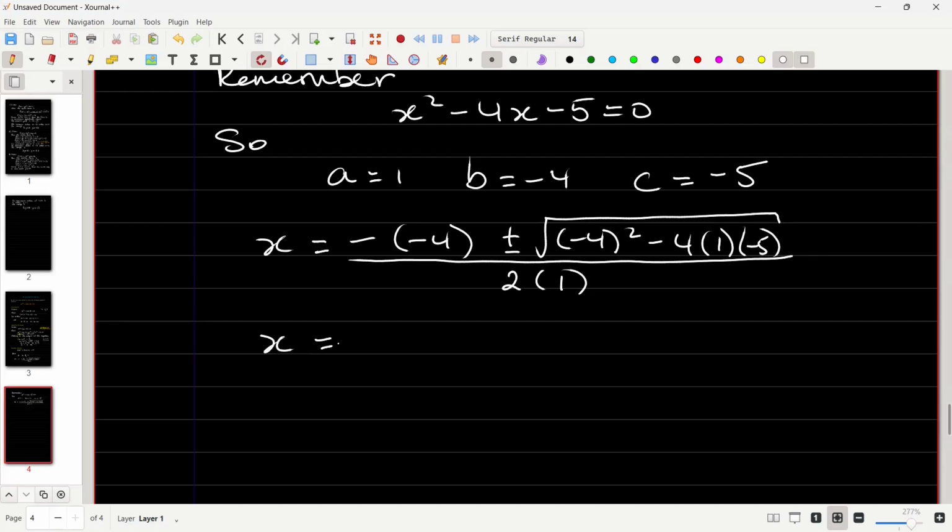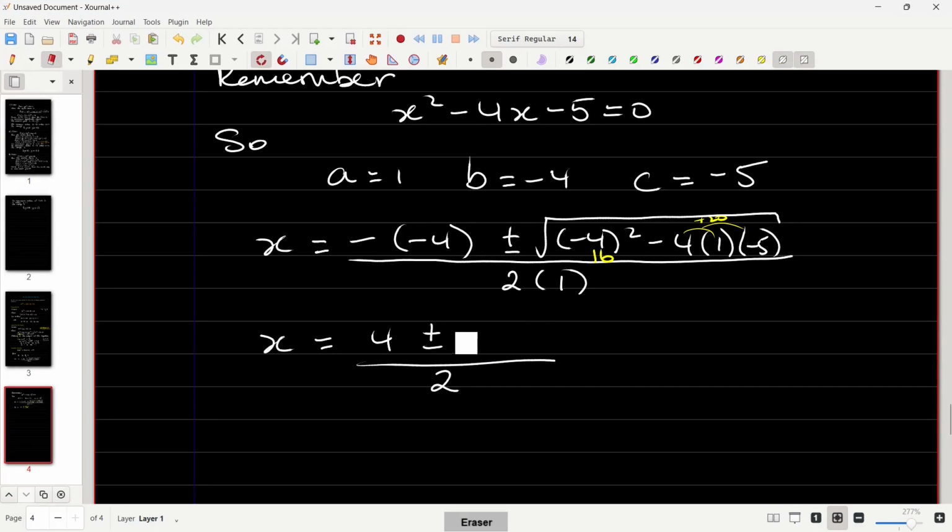So we have here x equal to 4 plus or minus 4 4s are 16. Let me just write this in yellow so you can see what I'm talking about. 4 4s are 16 over here. Negative 4 by 1, negative 4, negative 4 by negative 5. This will be positive 20. So we have 16 plus 20, which is equal to 36. So that is plus or minus the root of 36, and then divide that by 2.